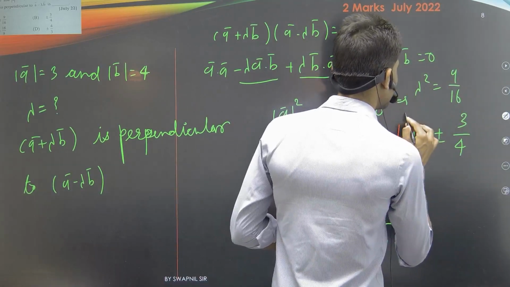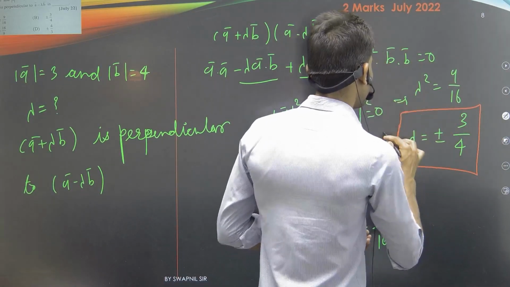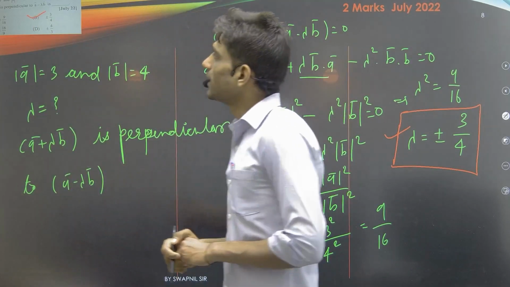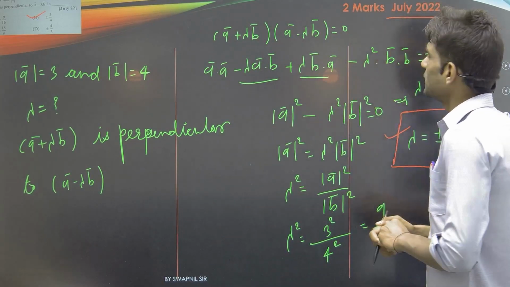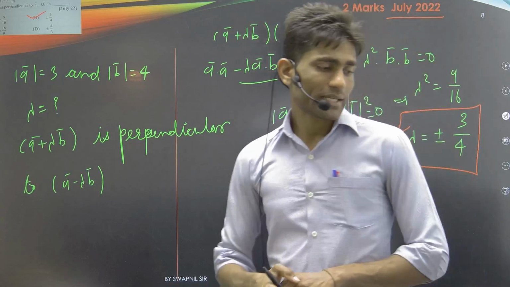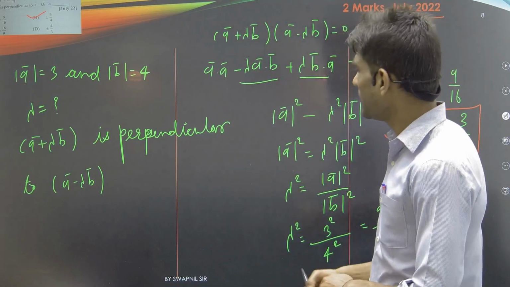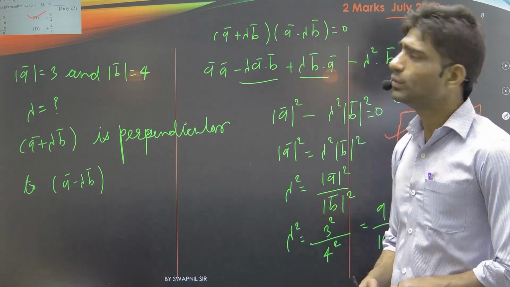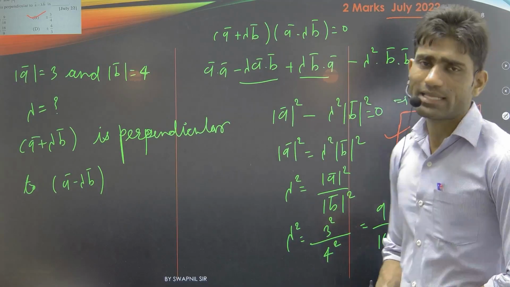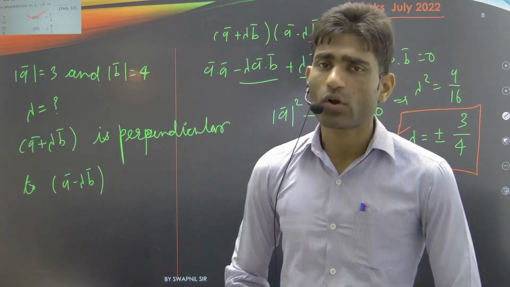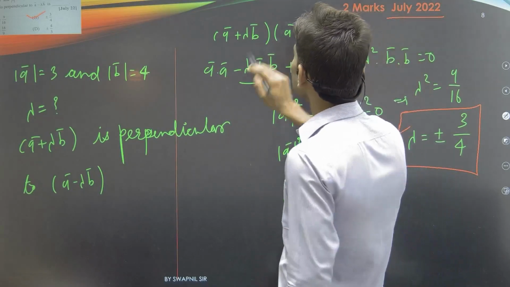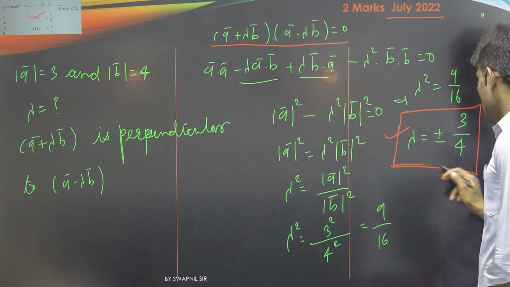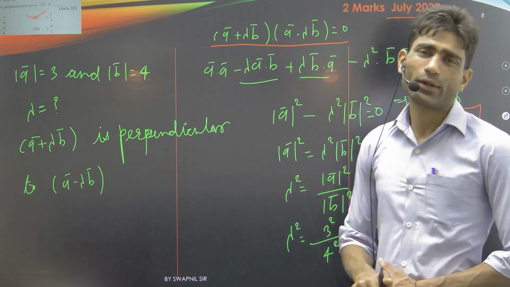Now see how easy the solutions are in our example. It gives us the value for lambda as plus minus 3 by 4, which is option B. This question was asked in the July 2022 board exam for 2 marks. I'm expecting you have all understood the solution. Here we used only one result for the perpendicular condition: when two different lines are perpendicular, we write their dot product, or their multiplication, as 0, and from that we get the value for the required lambda.